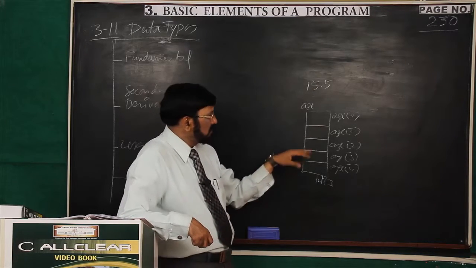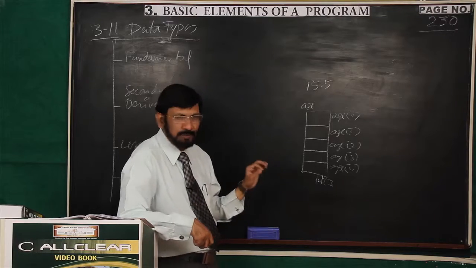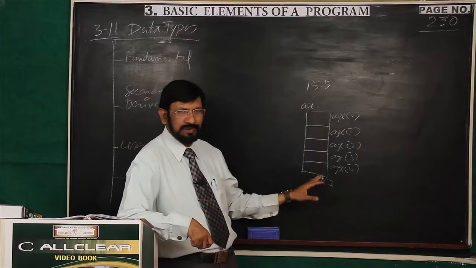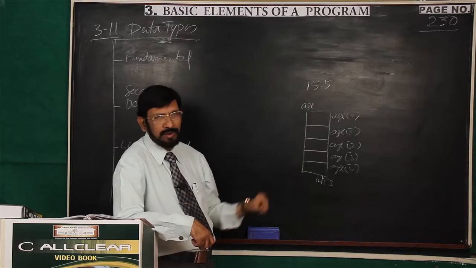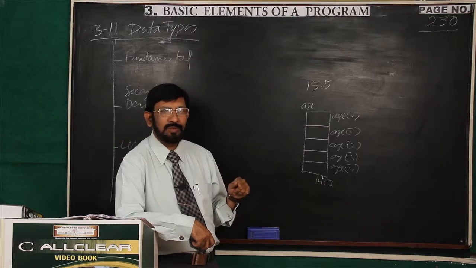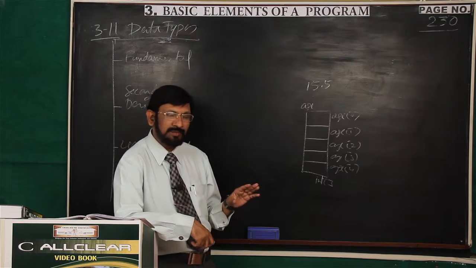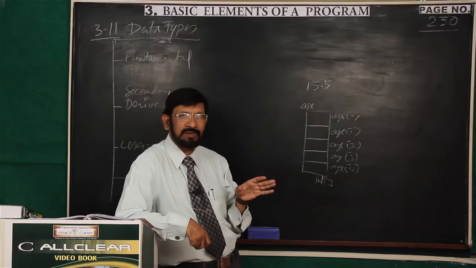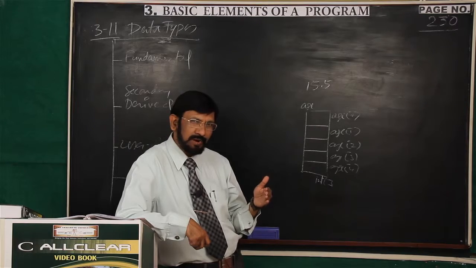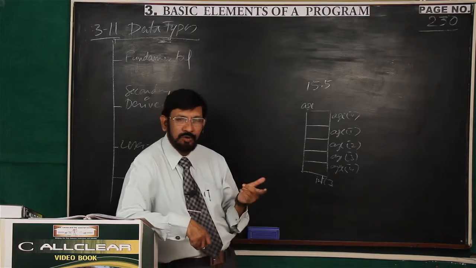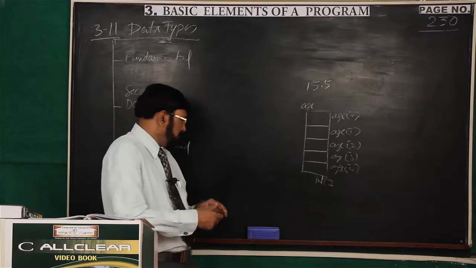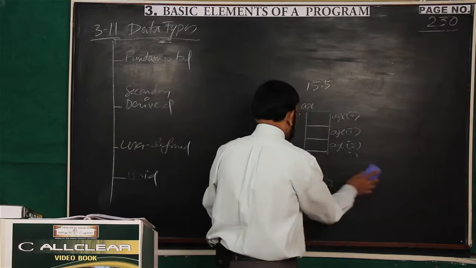Suppose you convert the entire array to float, and 100 students are there. Originally, if it is integer type, 100 into 2, 200 bytes. The array's entire size is 200 bytes. If you convert into float, 100 into 4, 400 bytes. Here memory is not the constraint. The constraint is processing time. So instead of 200 bytes, because of one student, if you make it 400 bytes, the processing time is doubled. That point you remember.